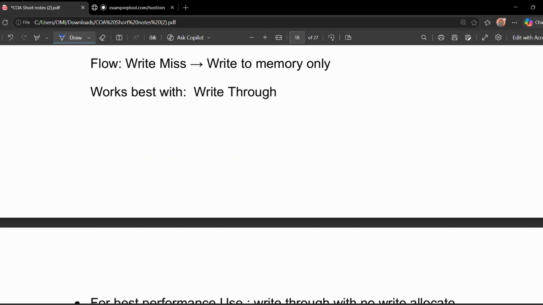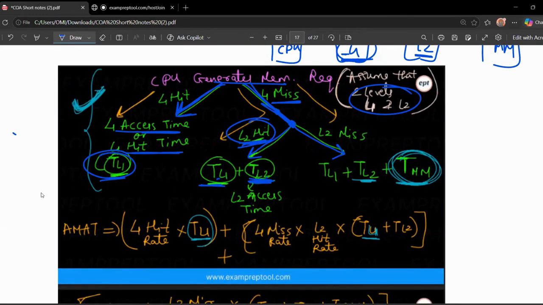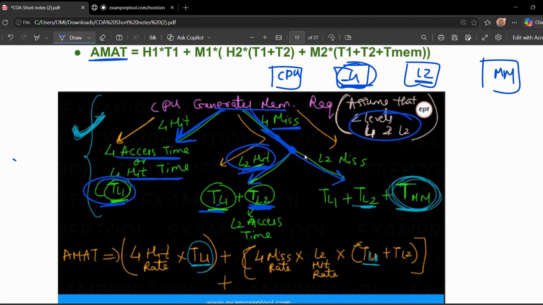So in the L1 miss, you can go to L2. In L2 also you can get a hit or miss. Now if you got an L2 miss, then you go to main memory, so T main memory. But you came to L1, you came to L2, and only then you can get to know whether it is a hit or miss. So you have to include both.